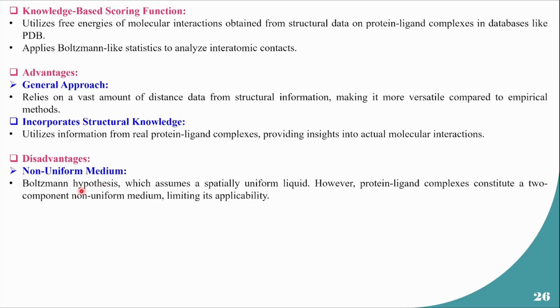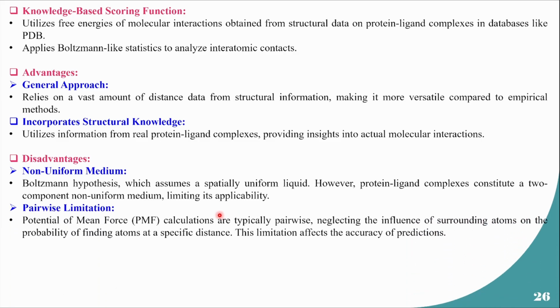For example, in the Boltzmann hypothesis, there is an assumption that it is a spatially uniform liquid, which is not the case for protein-ligand complexes. And they also have pairwise limitations because you need to calculate the forces basically pairwise. So they have those disadvantages.